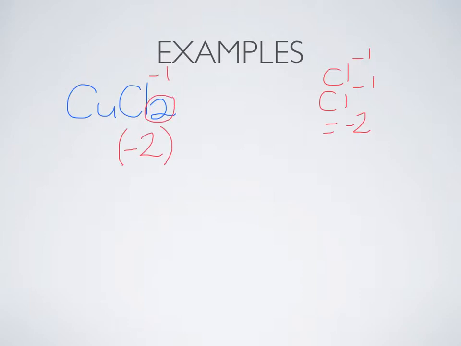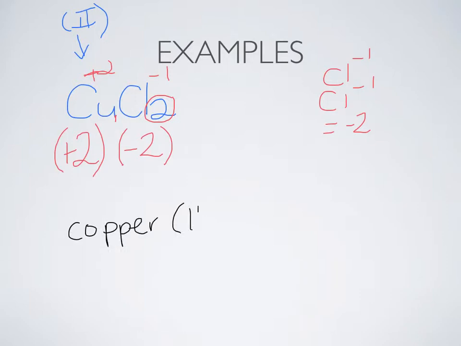So, if that's my total overall charge on my negative side, my positive side, to make 0, has to be +2. And since I only have one copper, my copper has to have a charge of +2. So I can look on my sheet, or I can recognize that +2 equals a Roman numeral 2. So I can write down copper, Roman numeral 2, chloride.